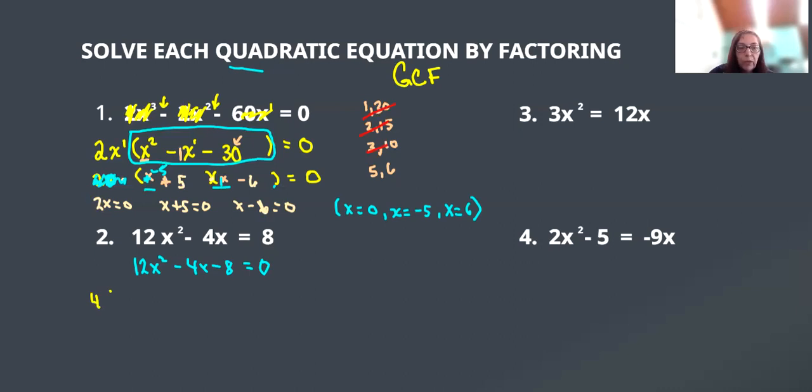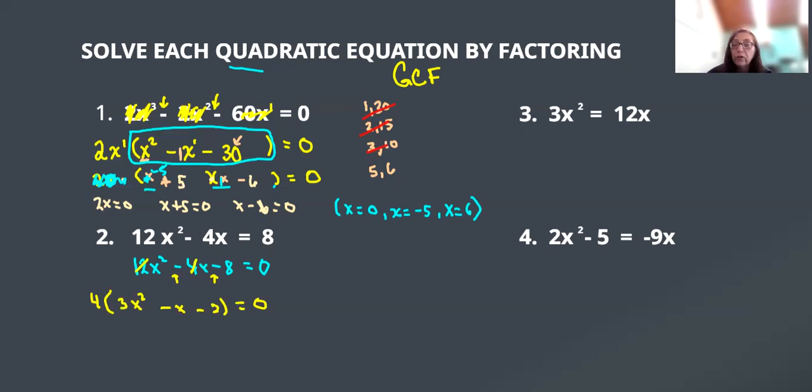4 times 3 gives me that 12, and I got to bring down the x squared. Then bring down your minus. I already got the 4. 4 times 1 is 4, right? And then bring down your x. Then bring down your minus sign right here. And then 4 times 2 is 8 equals 0. All right. Now, we've got our GCF factored out.